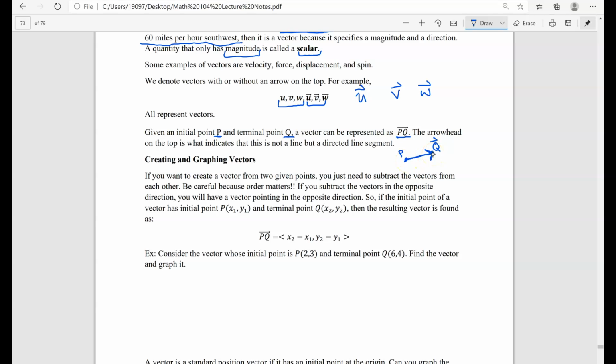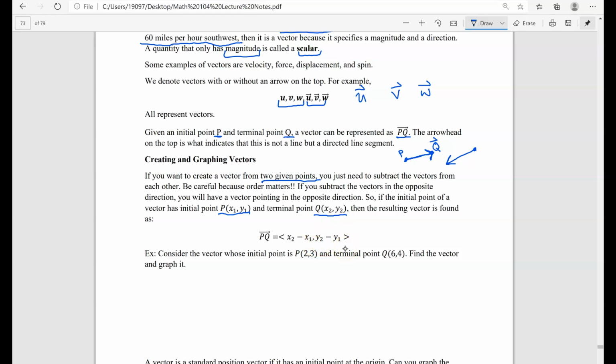So how do we create and graph vectors? The order in this case matters. You subtract two different points from each other. The ordering in which you subtract the points does matter, because if you subtract it the wrong way, you're going to have a vector pointing in the opposite direction. So you have to be very careful with that. If the initial point is P, and P has coordinates x1, y1, and the terminal point is Q, and Q has x2, y2 as its coordinates, then the resulting vector is as follows. You take x2 minus x1, comma, y2 minus y1.